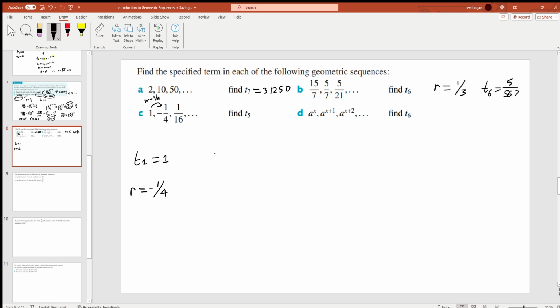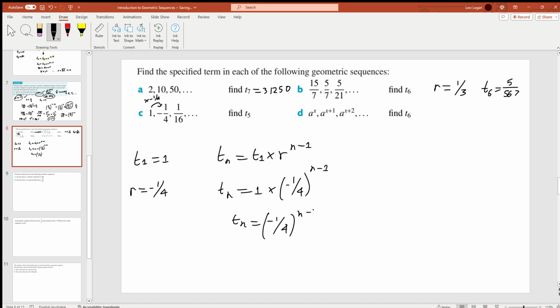And now we go find the fifth term. So t of n equals t of 1 times by r to the power of n minus 1. So you're going to have t of n equals 1 times by negative 1 on 4 to the power of n minus 1. You can actually just write it as negative 1 on 4 to the power of n minus 1. Then you're going to put in n equals 5. So that means t of 5 is negative 1 on 4 to the power of 5 minus 1. So negative 1 on 4 to the power of 4.